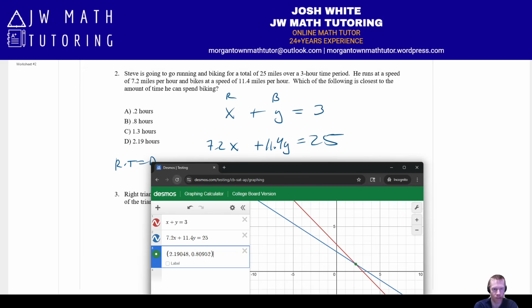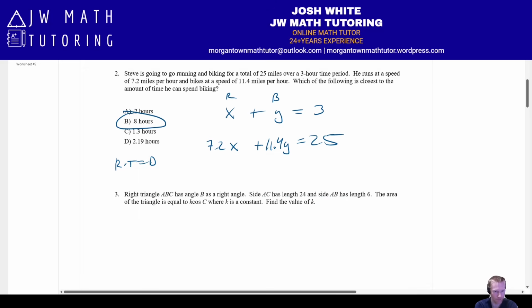So I actually fooled with these answers a little bit because the self-reported answer that the individual who originally posted this question said that he or she chose was like 0.9 something. So I just went ahead and changed it down to 0.8 to make it a little closer. So the correct answer here would be B, just 0.8 hours.